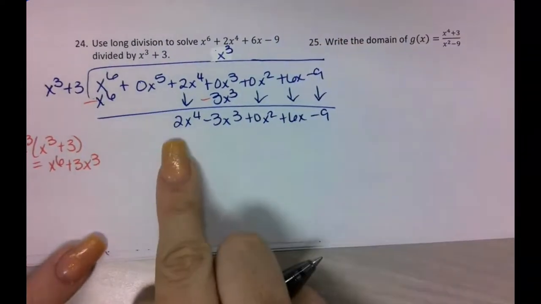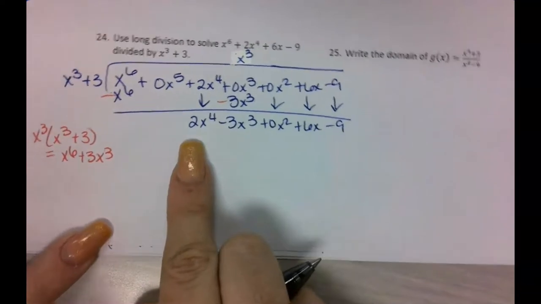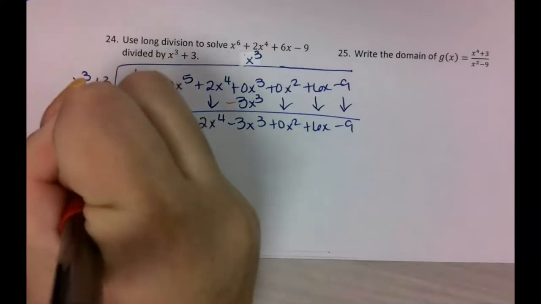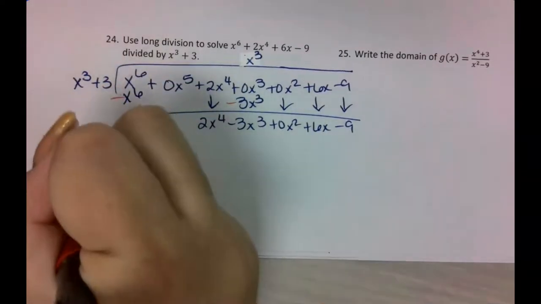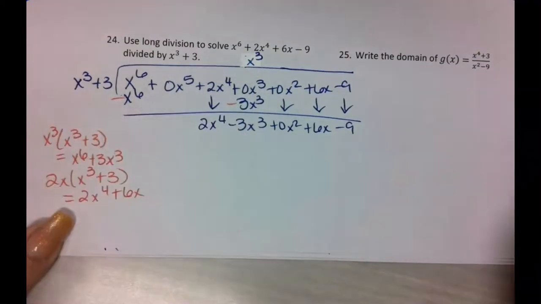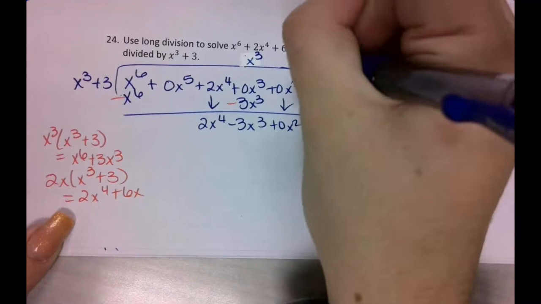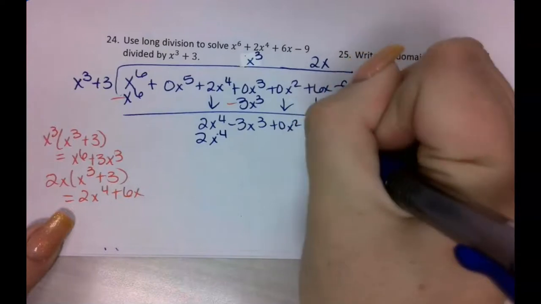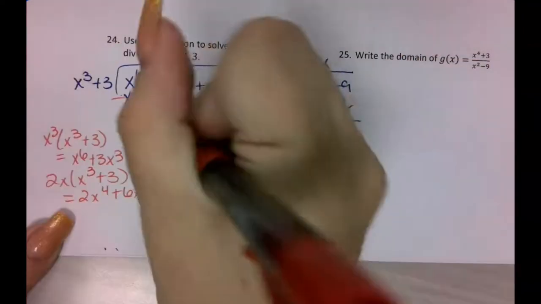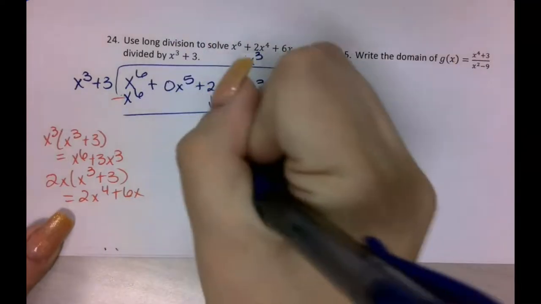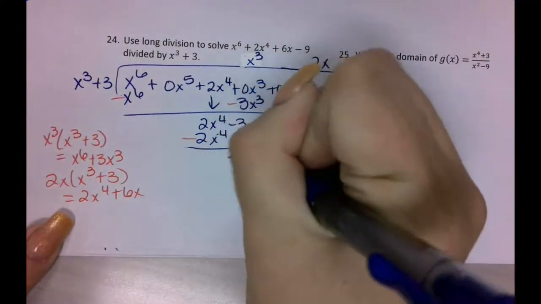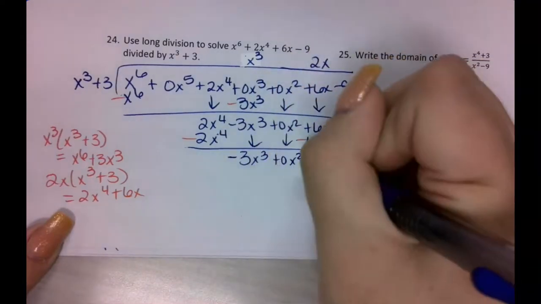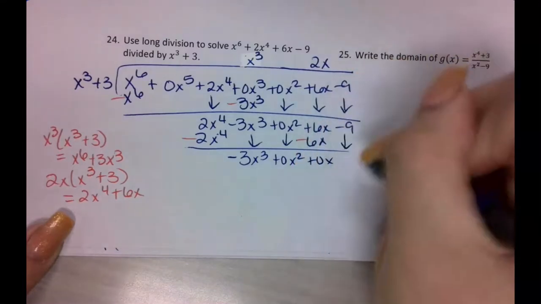Then over here, I want to figure out what I need to multiply x cubed by to turn it into 2x to the 4th. That is 2x. This gets me 2x to the 4th plus 6x. So I want to write the 2x up above the matching piece. So right here. I'm going to write my terms down here under their corresponding pieces. I'm going to change their signs. Those x to the 4th cancel out. I'm going to bring down the negative 3x cubed. I'm going to bring down the 0x squared. The 6x's cancel out and turn into 0x. And then the negative 9 goes down.